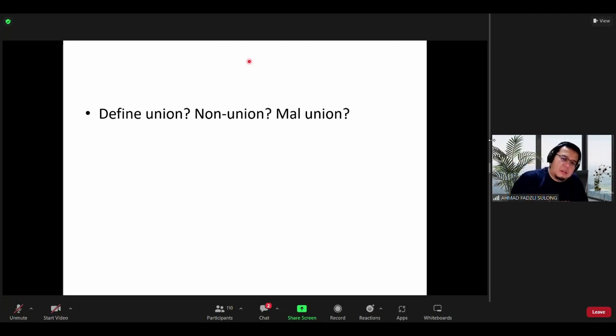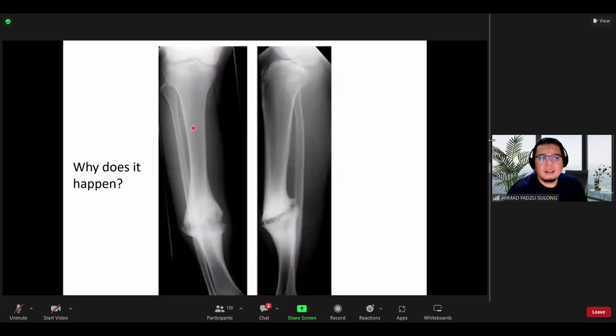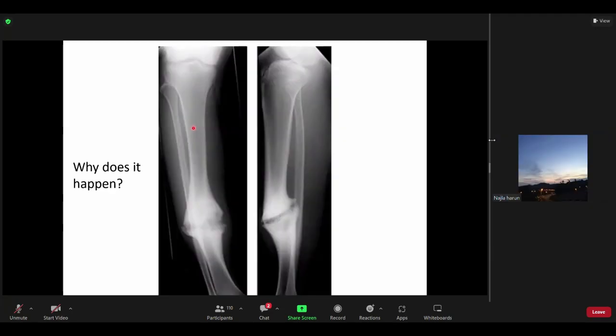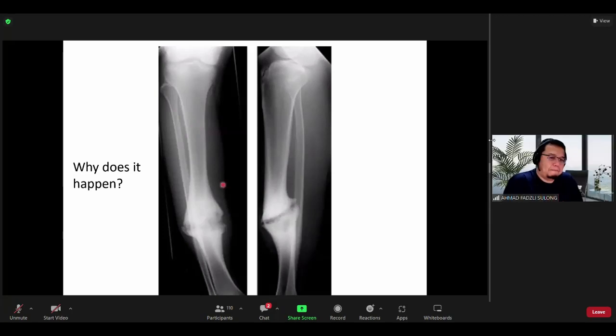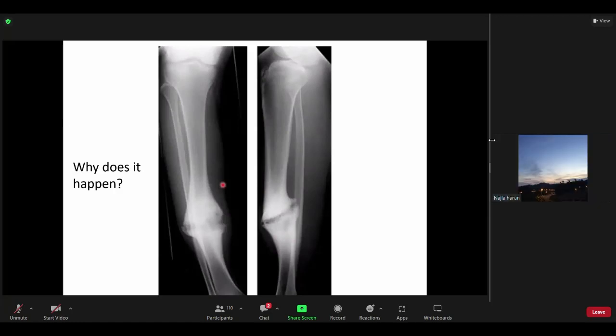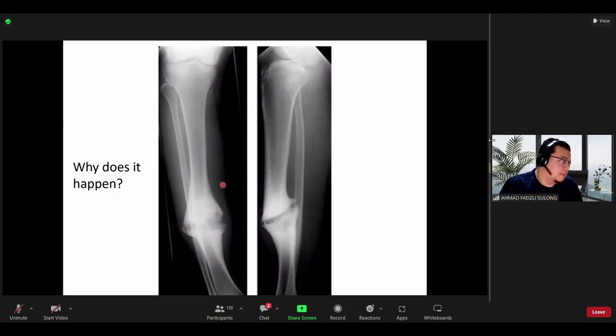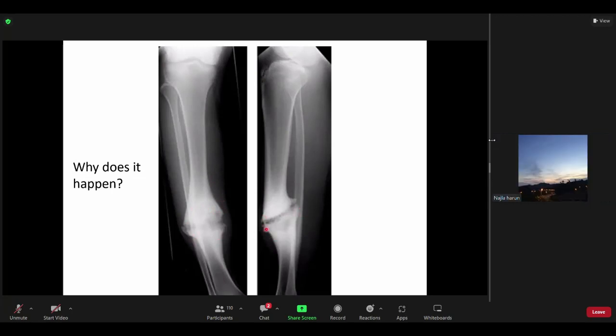Okay. Kalau aku bagi kau ni, kau baca nota ke apa? Kau ingat? Ingat lupa. So this one unite atau tak? Oh, Najla. Nampak tak? Nampak. Unite atau tak? Callus ada? Ada kan callus? So unite atau tak?